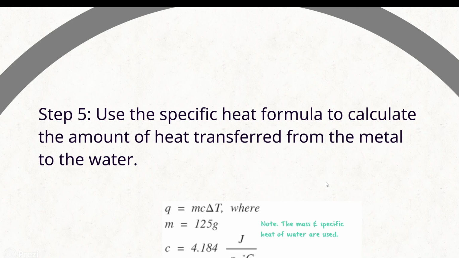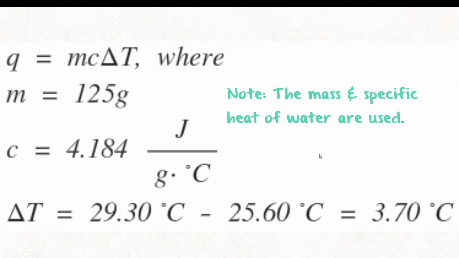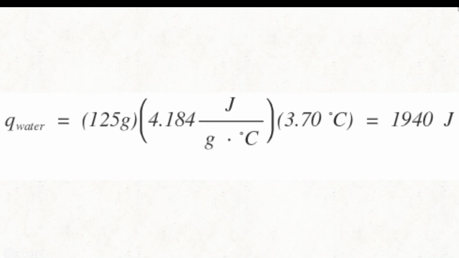Then we'll use the specific heat formula to figure out the amount of heat that's transferred. For here, Q equals MC delta T, we had M equals 125 grams of water. The specific heat of water is 4.184 joules per gram degree Celsius. And delta T is the final temperature minus the initial temperature. Plug it all in, and we find that we absorbed 1,940 joules, or 1.94 kilojoules, of energy.